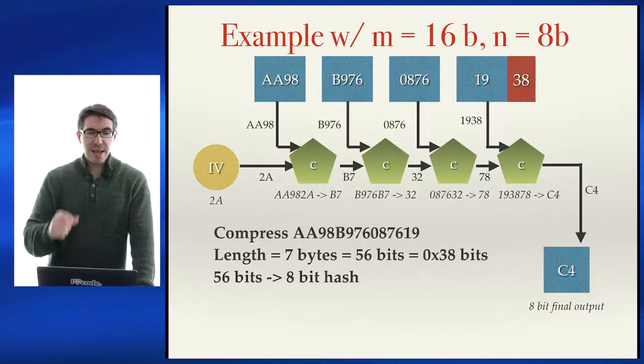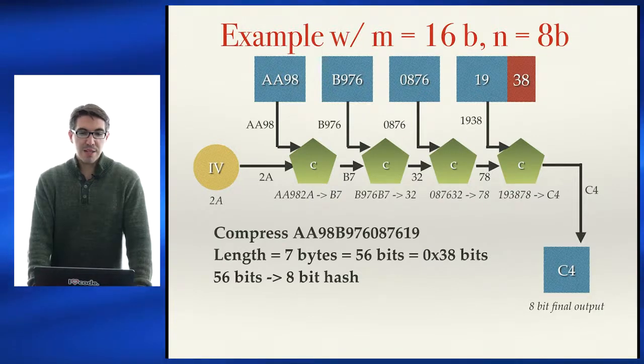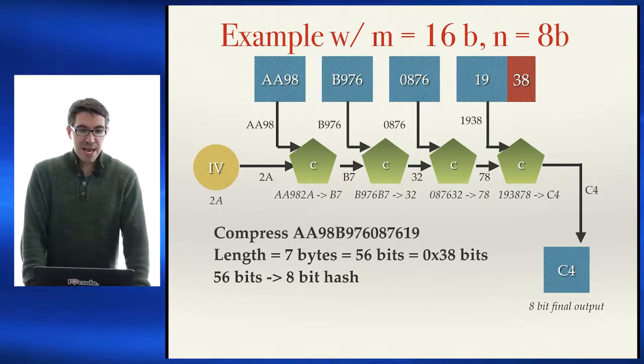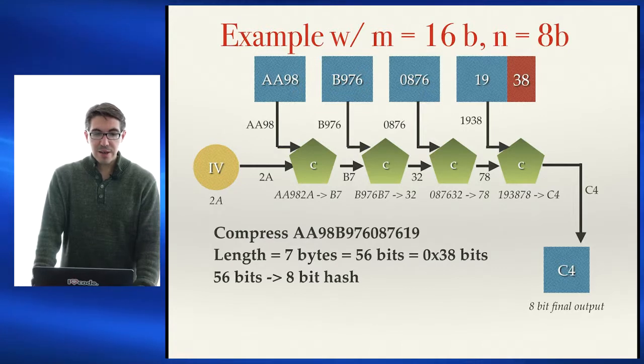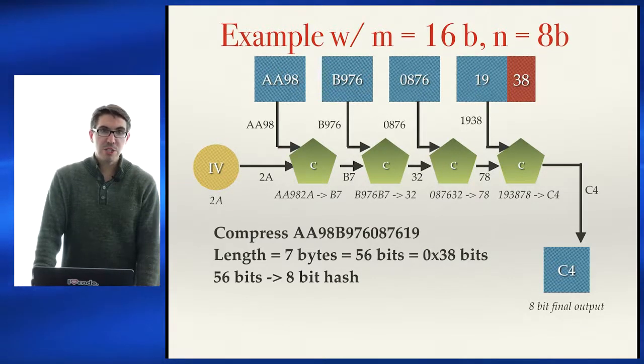Just as an example, with a very small input where we have 16 bits as our block size and 8 bits as our compression function output, we can see that the block AA98 is the first 16-bit chunk. So you see at our bottom, compress AA98B97608... We're going to split this up into 16-bit chunks, which is equivalent to 4 hexadecimal characters.